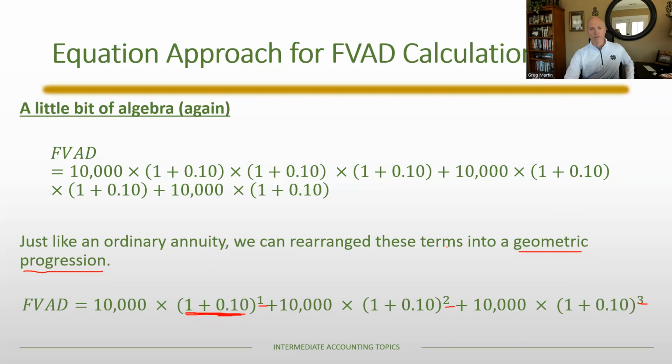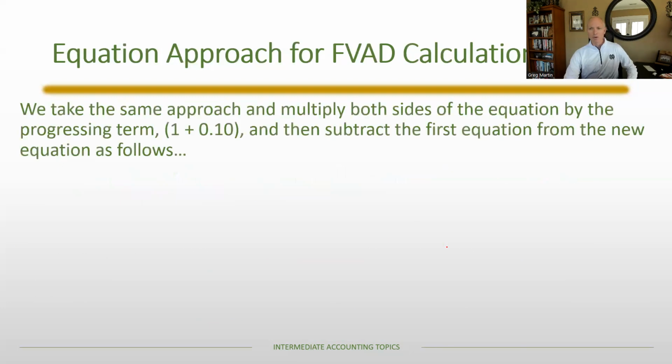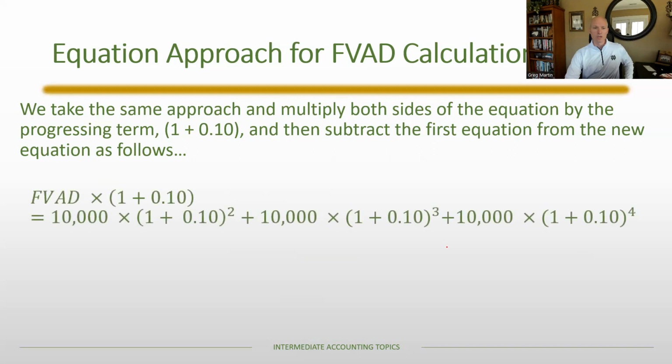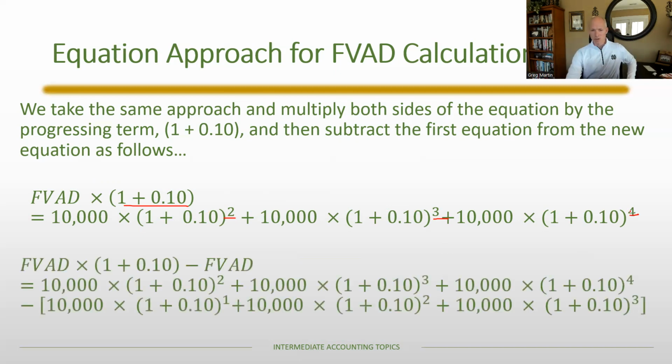And the way that we solve that is, again, we take both sides of the equation, multiply by the progressing term, and then subtract the first equation from the new one. So again, this is that second step, multiplying both sides by the progressing term. Now notice it's squared, cubed, and to the fourth power. And as you can imagine, when we subtract the two, similar to what happened before, the middle terms cancel.